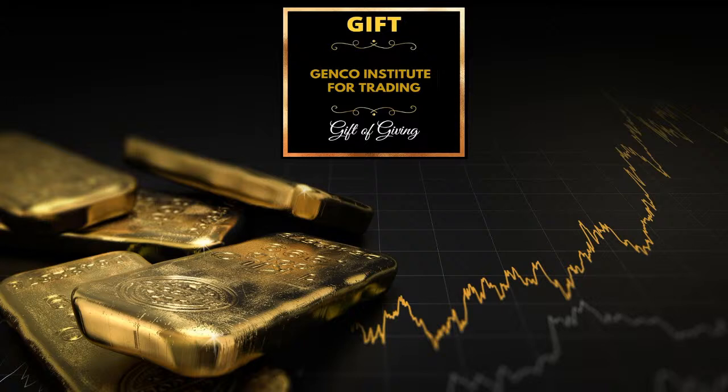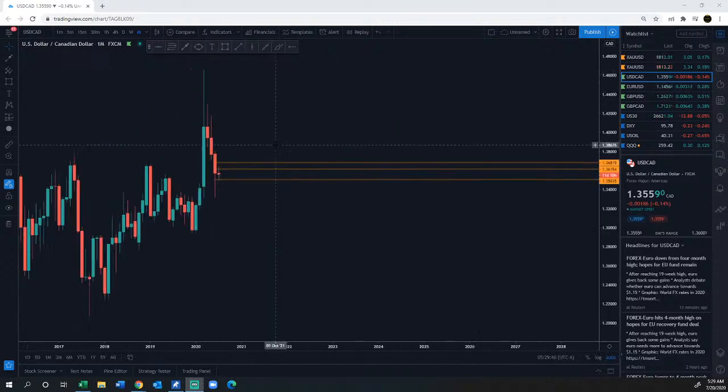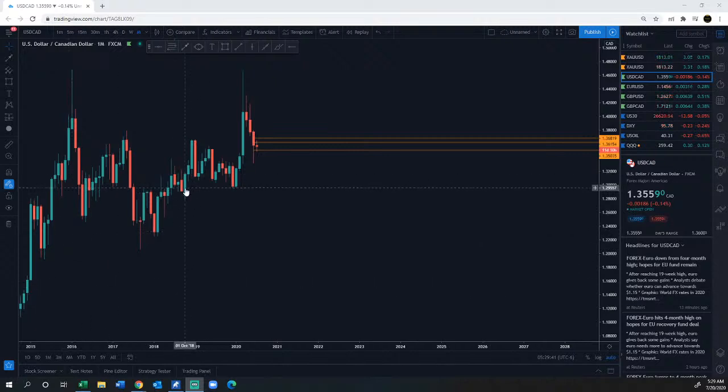We're going to do analysis on USD CAD, Euro USD, Pound USD, and Pound CAD. So let's get started on those pairs. Here's USD CAD right now. We'll start off with that.